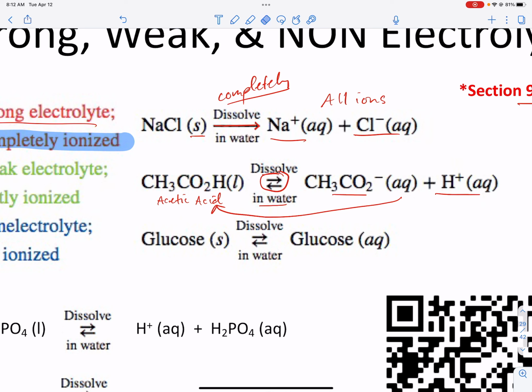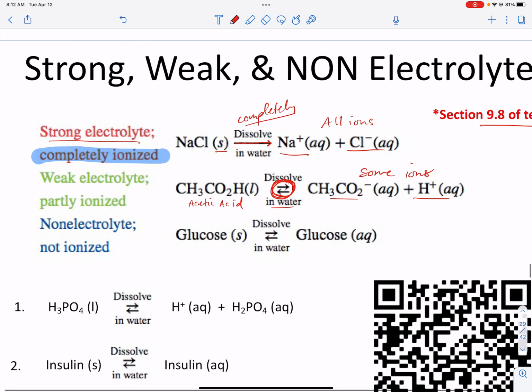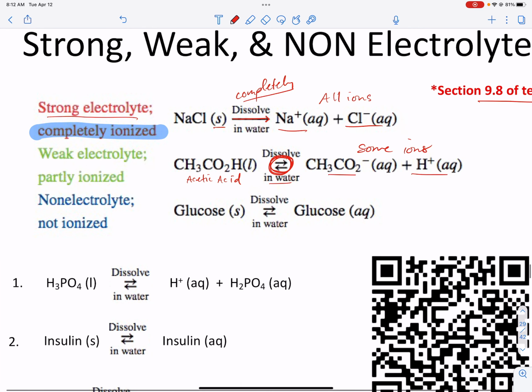So at equilibrium, you're going to have some acetic acid, and you're going to have some ions, which is what I'm going to write, some ions, and that happens specifically when you have this double arrow, indicating you have some sort of equilibrium between your reactants and products. That's a weak electrolyte.